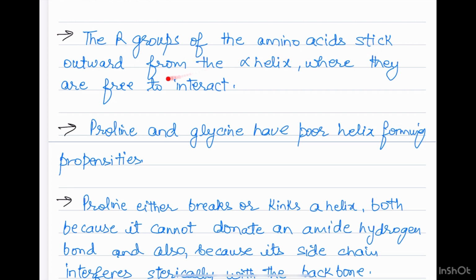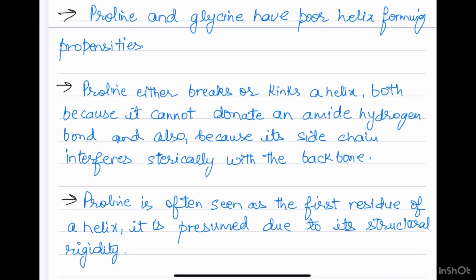Now the R groups of the amino acids stick outward from the alpha helix, because that's how they are free to interact. The only exceptions are prolines and glycines. Prolines and glycines can be a very big problem when they are present in the middle of the alpha helices, because they can either break the structure or form a kink in the structure of the alpha helices. That's why we call them helix breakers.